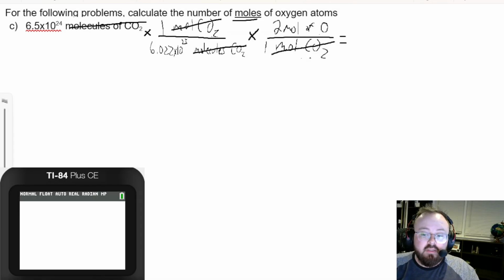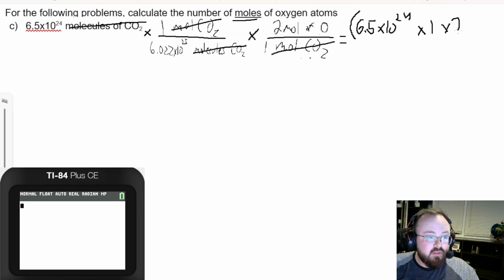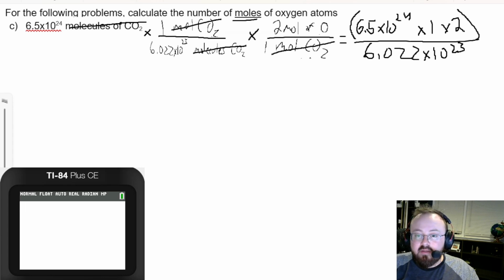Alright, so let's resume here. You're going to see a lot of really fun screen transitions on my first go around here. Mathematically here, we have 6.5 times 10 to the 24th. Remember, when we're doing this, we're taking all of our top numbers, so 6.5 times 10 to the 24th, times 1, times 2, and we're dividing this by 6.022 times 10 to the 23rd. So I'm going to plug that into my calculator.